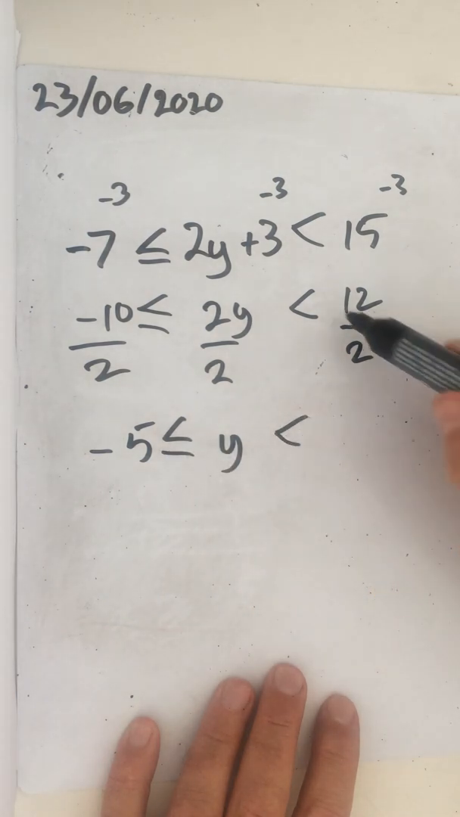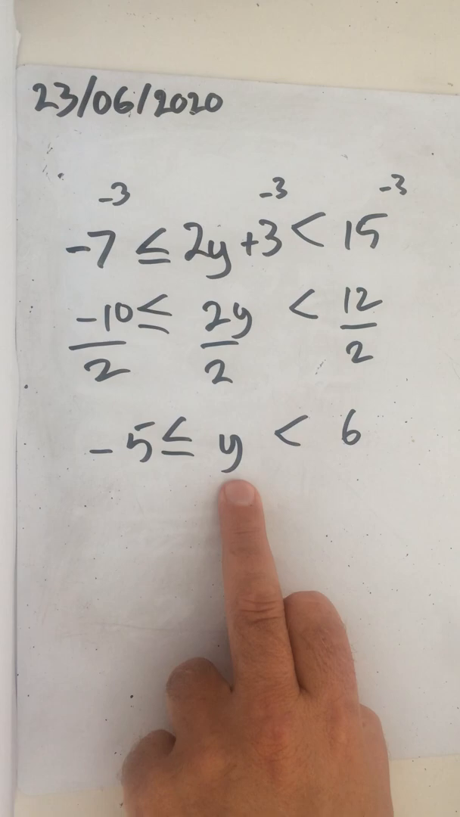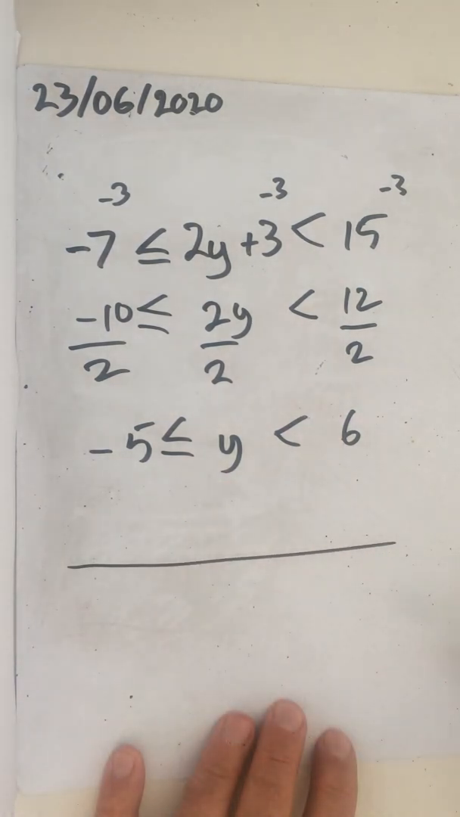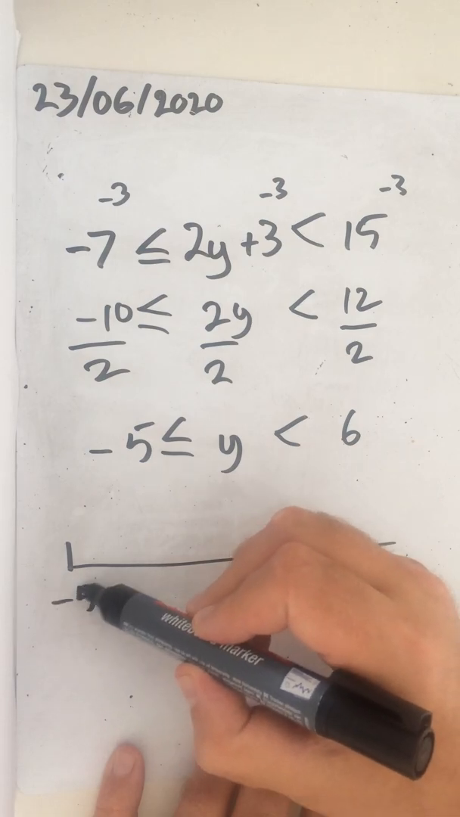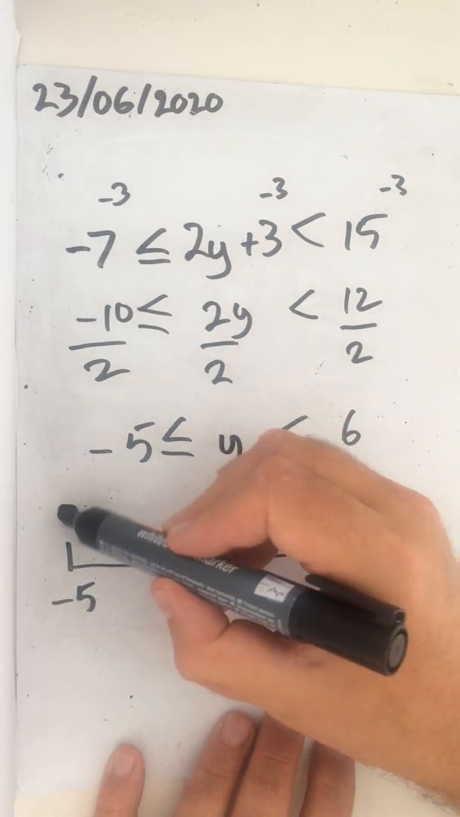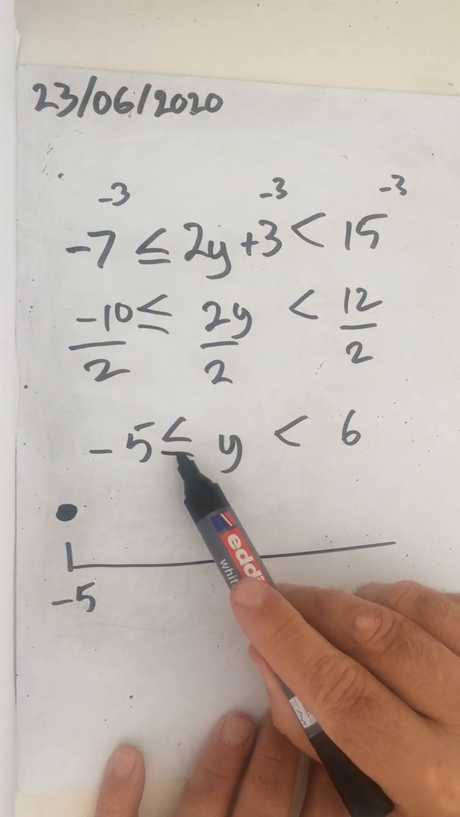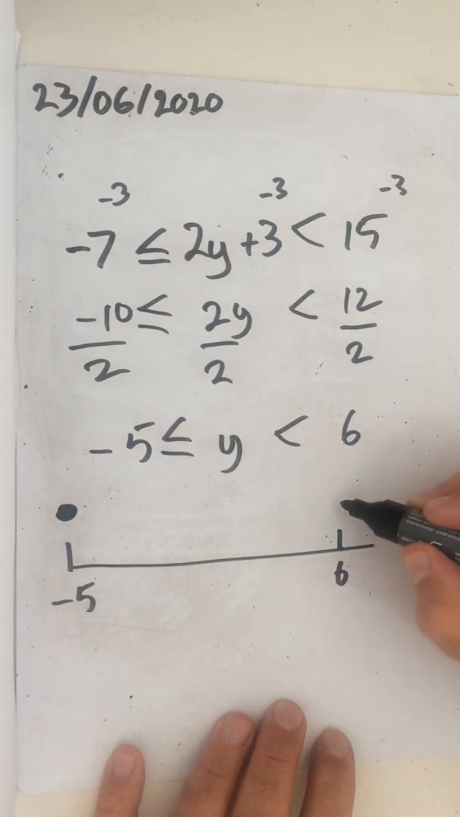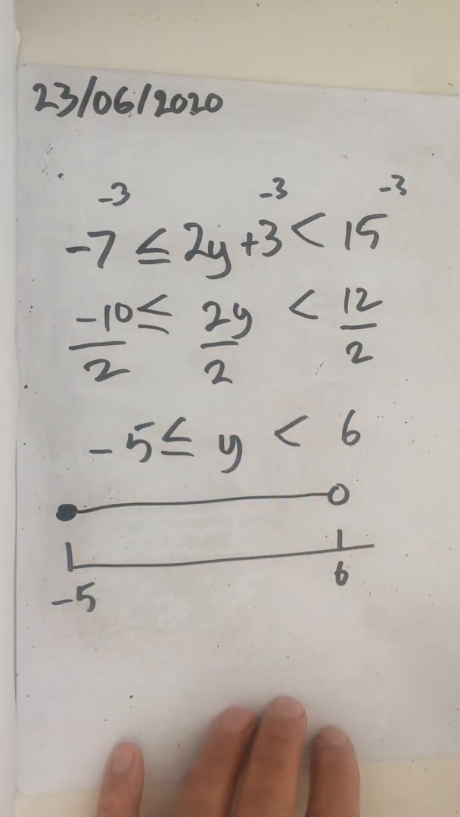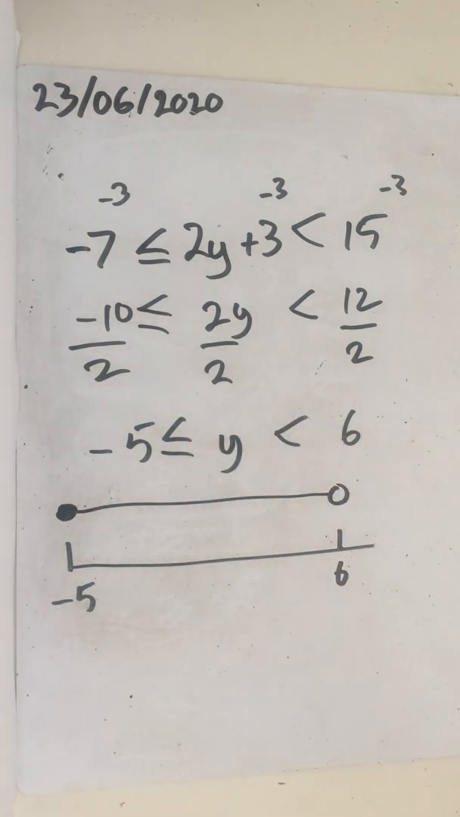Okay, and then 6. So again, if we wanted to draw that on our number line, we know y is greater than or equal to minus 5, we would do the filled circle, wouldn't we, because it's equal to as well. And then we've got the 6 up here, which would be a hollow circle there, because it is just y is smaller than, isn't it, not smaller than or equal to. Okay.